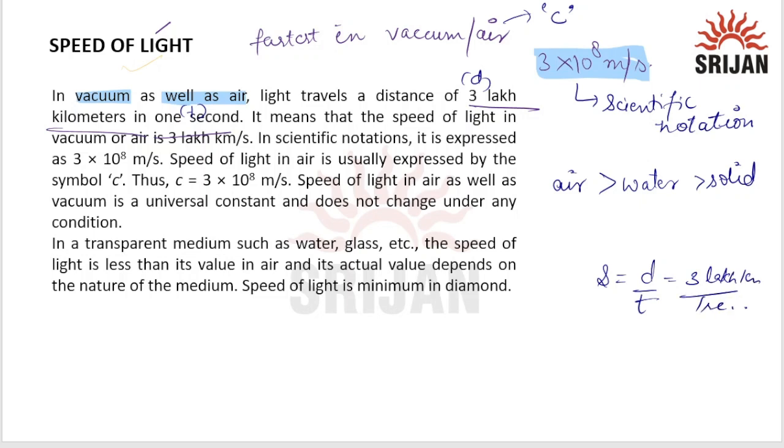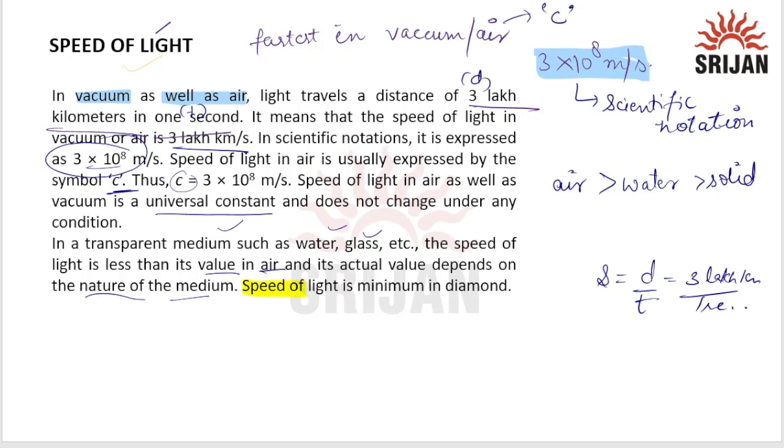So it will be represented by 3 lakh kilometer per second, or in scientific notation 3 into 10 raised to the power 8 meter per second, which is represented by c. So the speed of light in air as well as vacuum is a universal constant. This C actually means the constant and does not change under any condition. In transparent mediums such as water, glass, etc., the speed of light is less than its value in air, and its actual value depends on the nature of the medium.